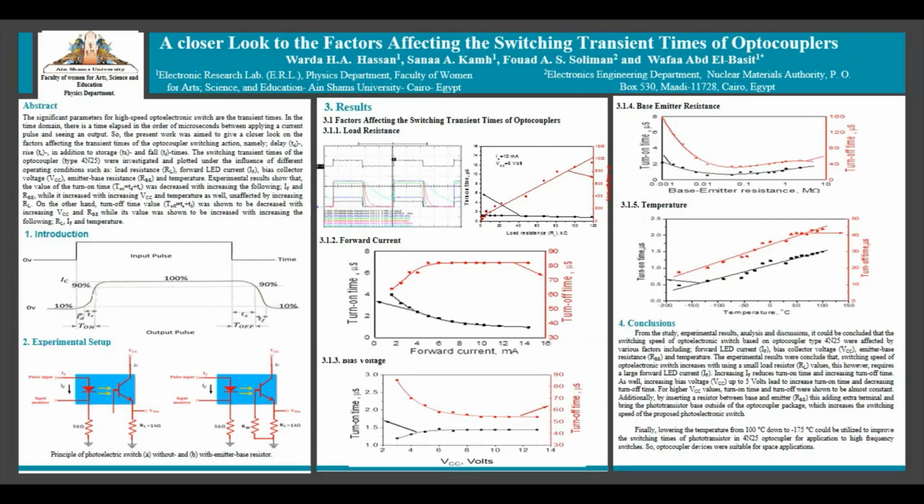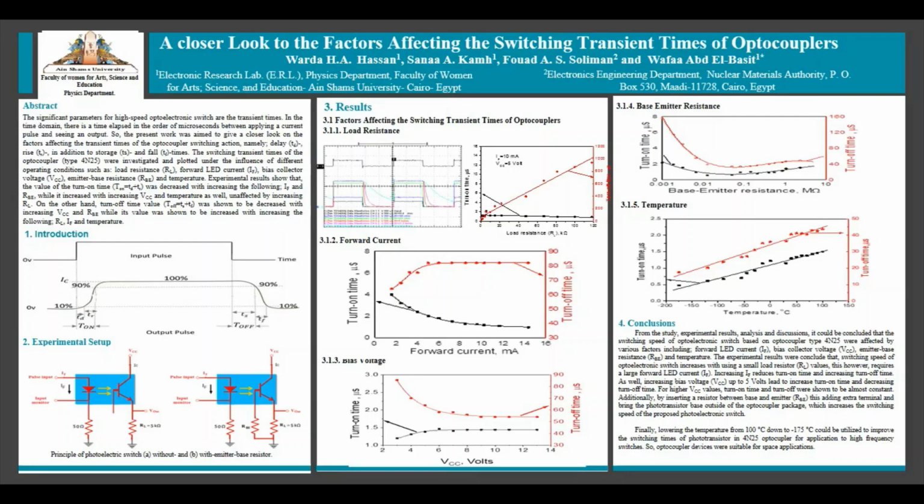The experimental setup: the proposed optoelectronic switch based on optocoupler type 4N25 is often applied in many applications for providing galvanic isolation. This optocoupler consists of a light emitting diode and a phototransistor. We apply a square wave from a function generator and bias voltage from a DC regulated power supply, observing the input and the output waveforms on a Tektronix digitizing oscilloscope to measure transient time at the same time. We also add a resistor between the base of the phototransistor and the emitter, and measure transient times at different values of the following parameters. Results: the studied factors affecting transient time are the load resistance, forward current, bias voltage, emitter base resistance, and the temperature.